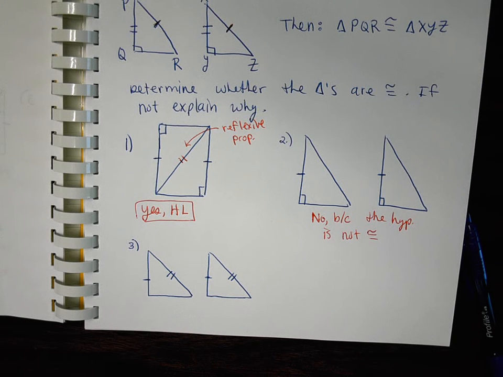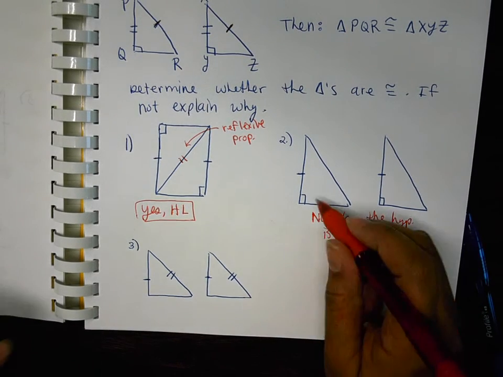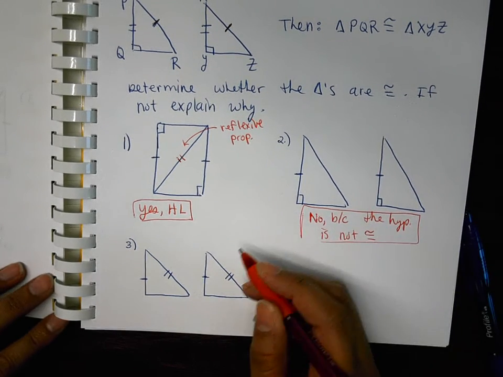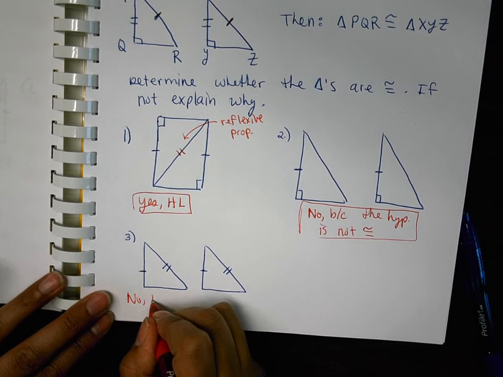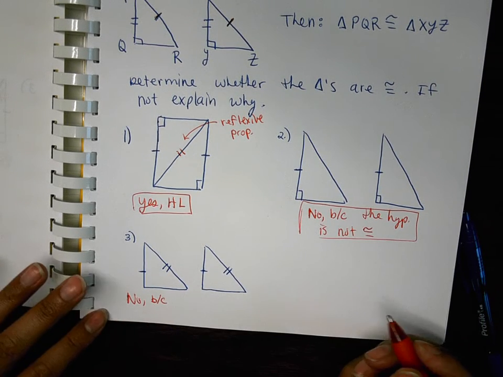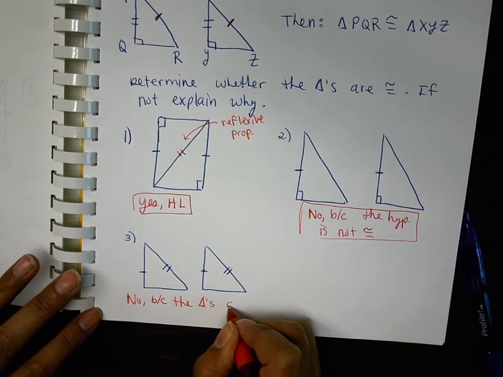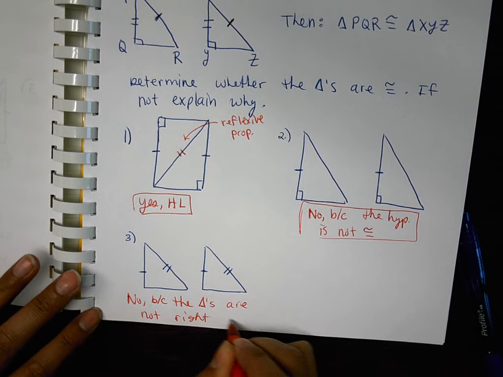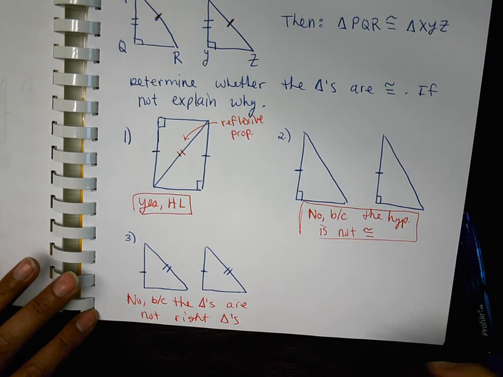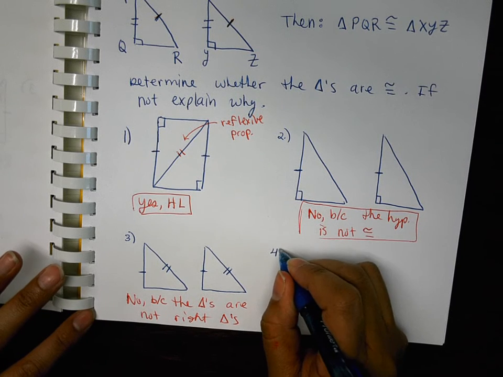All right. So did you guys all write your reason down? All right. No, because what? The triangles are not right triangles, and we cannot assume that they are. Make sense? Okay. Number 4.